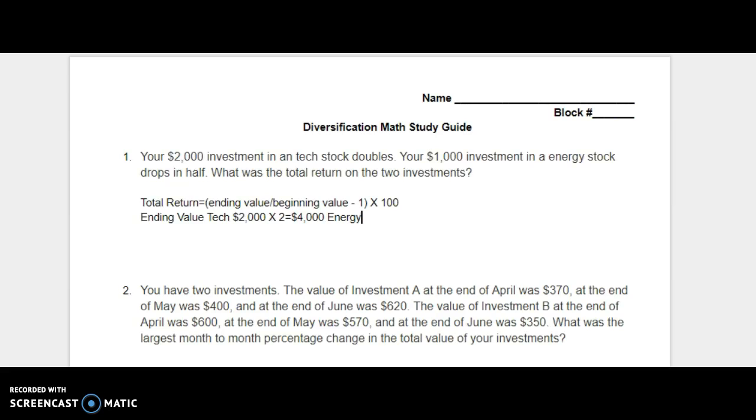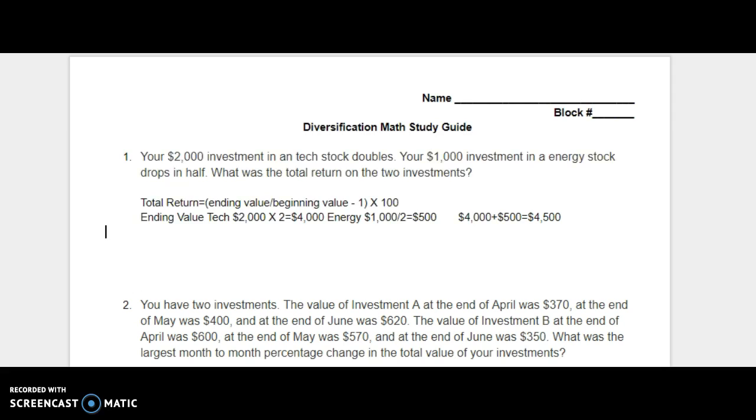Next, we have our energy stock, and we invested $1,000 into that, but this one actually took a loss and it dropped in half. So we're going to divide that by 2. So that only leaves us remaining with $500 invested in our energy stock. So to find our ending value of both stocks, we're going to take our $4,000 from our tech stock and add it to our $500 from our energy stock for a total ending value of $4,500.